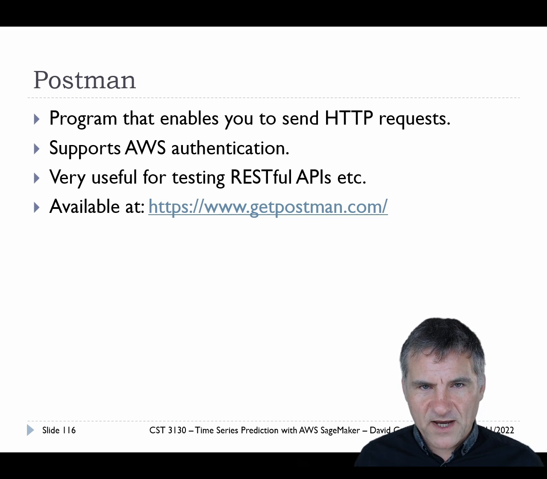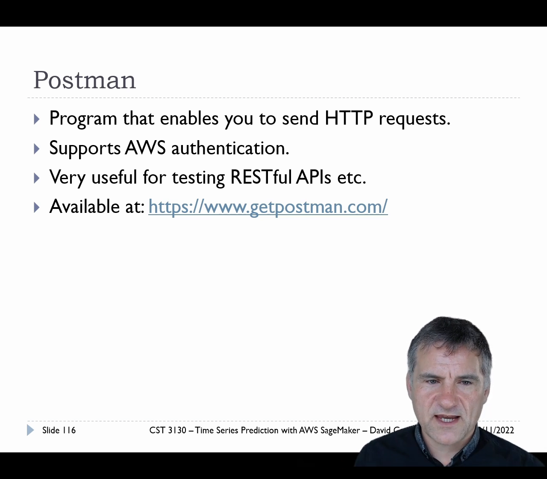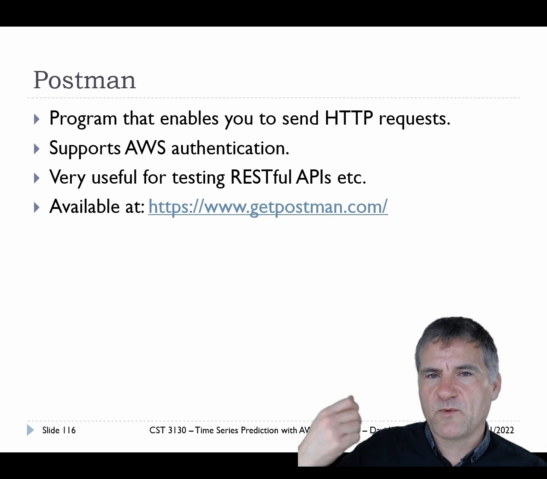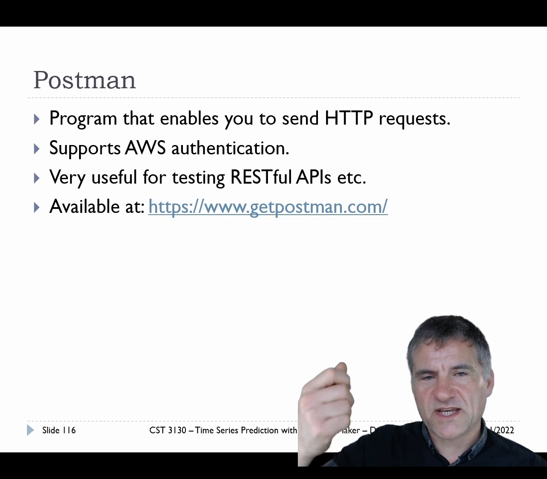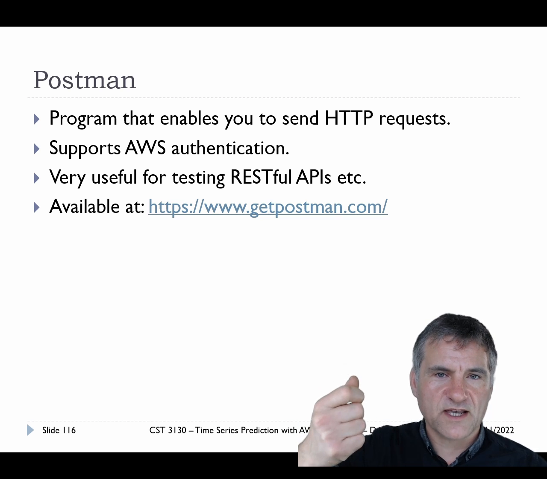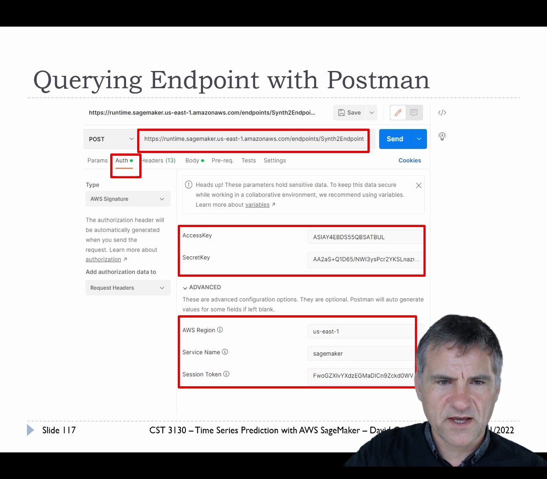And the beautiful thing about Postman is it supports AWS authentication. So in that way, we can actually ping protected web services such as our SageMaker endpoint. You can just download and install it.